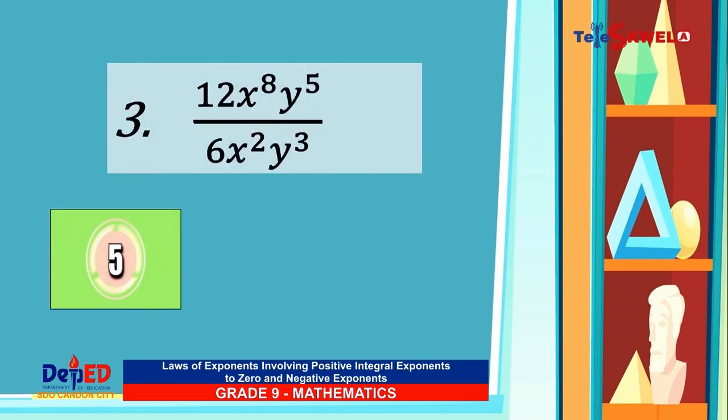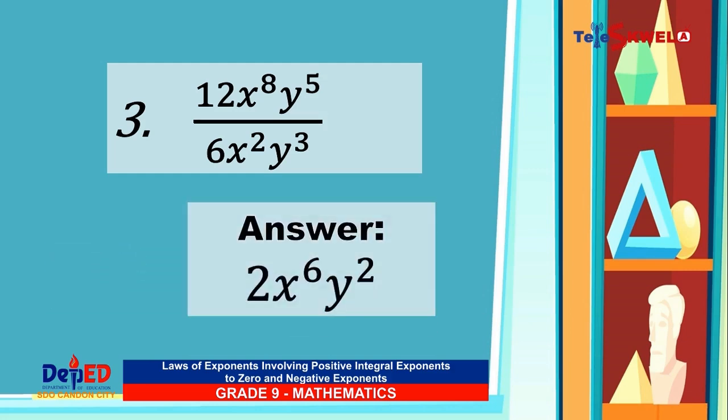Number 3, 12x raised to the 8th power y raised to the 5th power, all over 6x raised to the 2nd power y raised to the 3rd power. The answer is 2x raised to the 6th power y raised to the 2nd power. Correct!